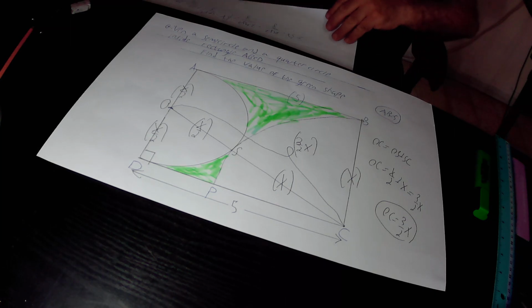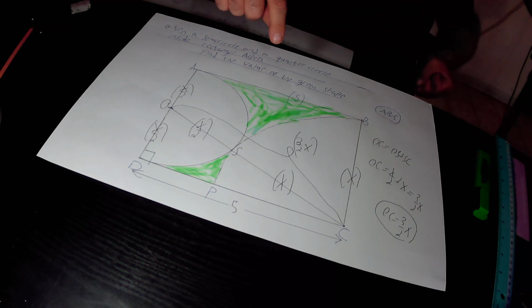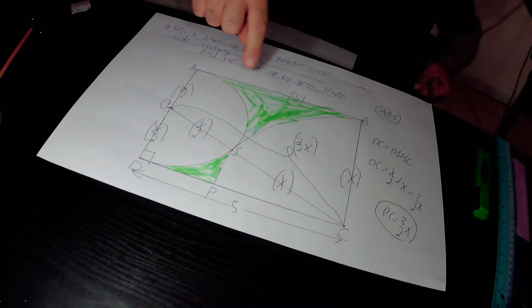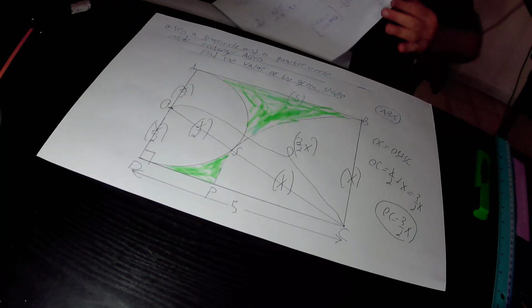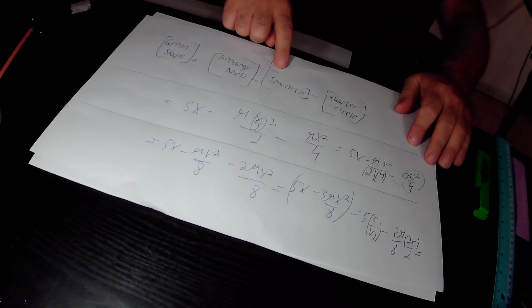Our mission is to find out the area of this green shape. So what is the area of the green shape? From the drawings it's very easy to see that the area of this green shape equals the area of rectangle ABCD minus the area of this semicircle minus the area of this quarter circle. Repeat again: the area of the green shape in total equals the area of rectangle ABCD minus the area of the semicircle minus the area of the quarter circle.